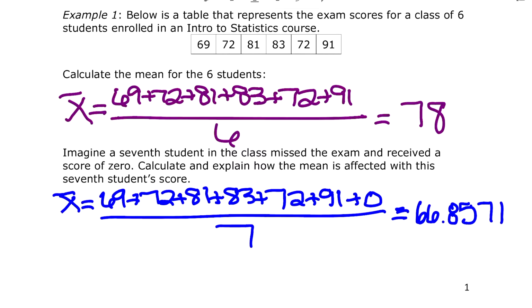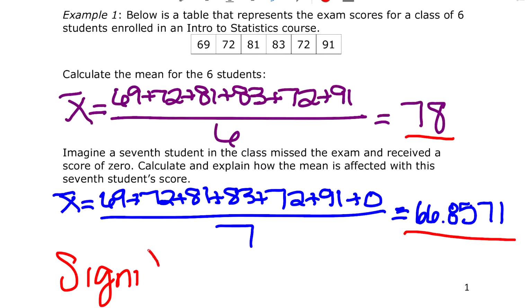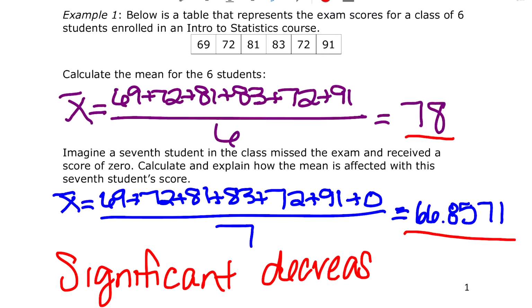Okay, so I included that student that got a 0, and now we see what happened to that score. So what did happen? When I only had the 6 students, we had an average of 78. But now that I've included this student who got a 0, the mean dropped all the way down to a 66. So we saw a significant decrease in the mean.